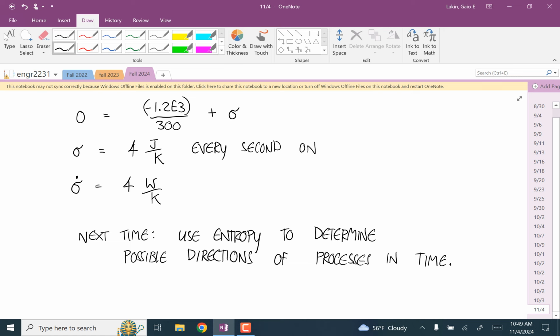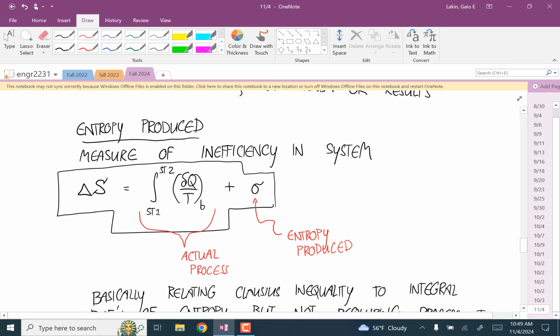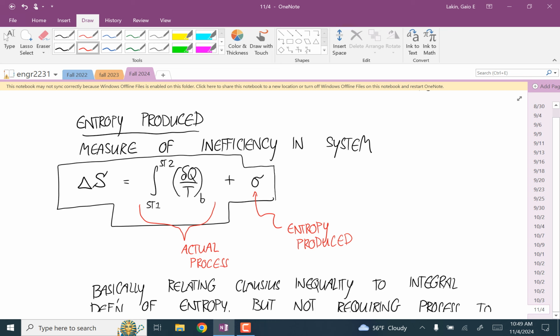And is that the science that's going to tell us that? Yes, because the entropy produced has to be positive. Got it.